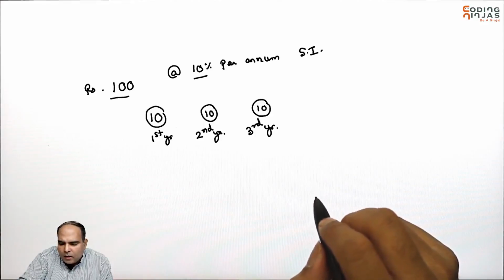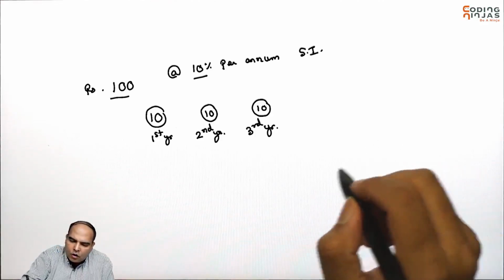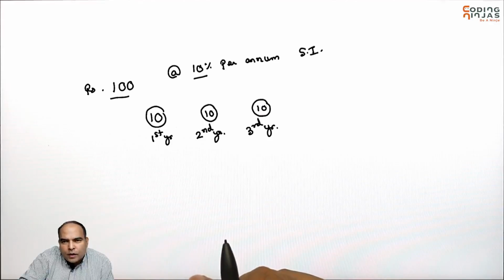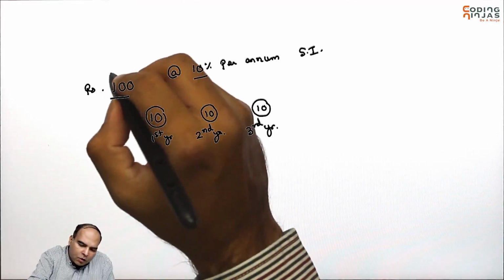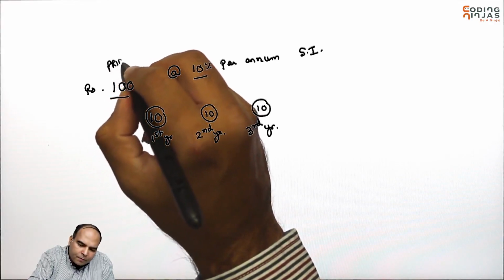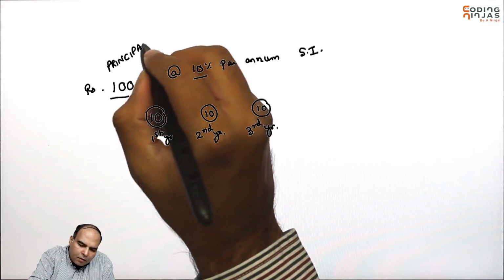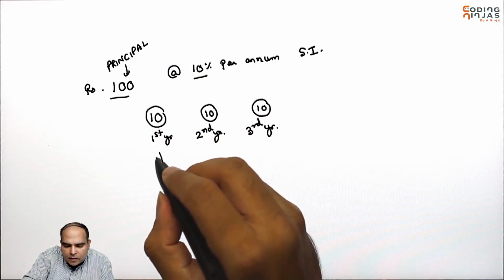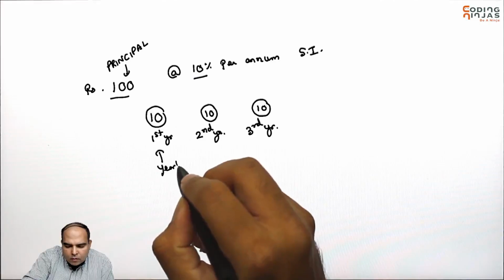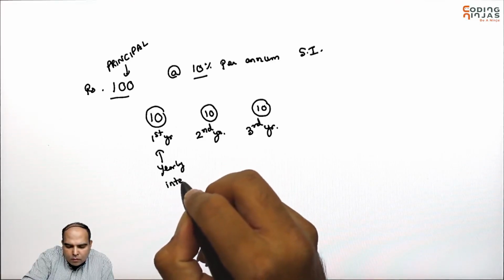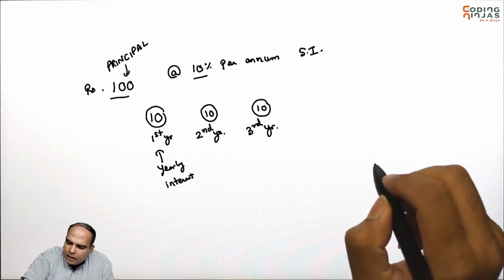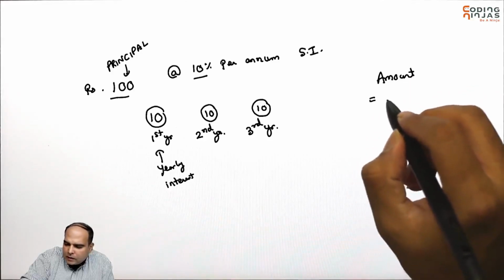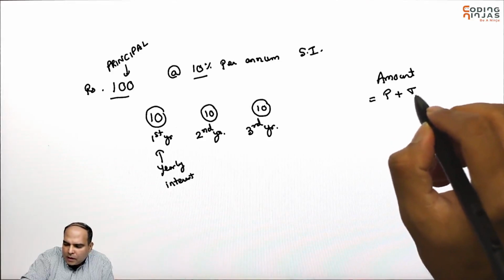right? And essentially your amount, and these are some certain terminologies that you need to understand. The amount you have invested is called the principal. This is the principal amount. The interest of every year is the yearly interest. And the amount is defined as the principal plus the interest that you have earned.